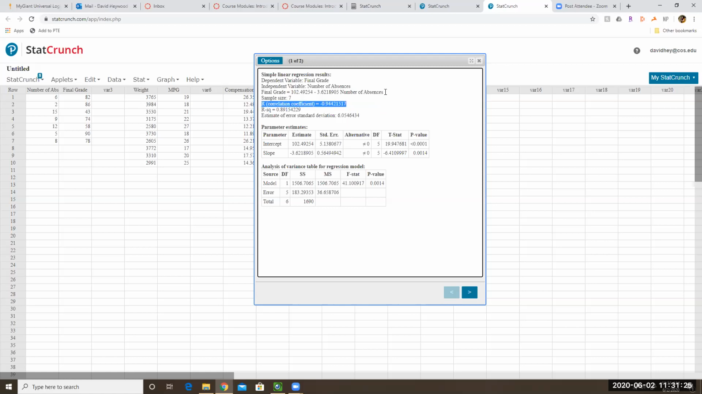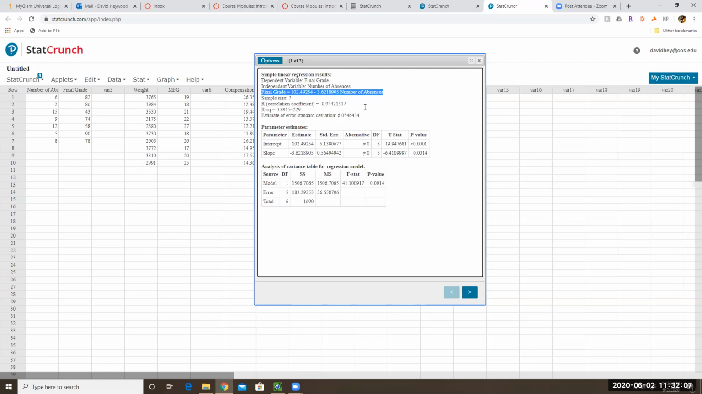Another thing to point out on this page is that here is your best fit line, right? This is the least squares regression line. Final grade was supposed to be our y variable, and number of absences was supposed to be our x variable. So another way to write this would be to say y equals 102.49 whatever minus 3.62x, okay? And personally, I don't like it written that way. I like it when it's written in the form y equals mx plus b, so I like it when this term comes first. But it's not wrong to write it backwards. It's just backwards in my opinion.